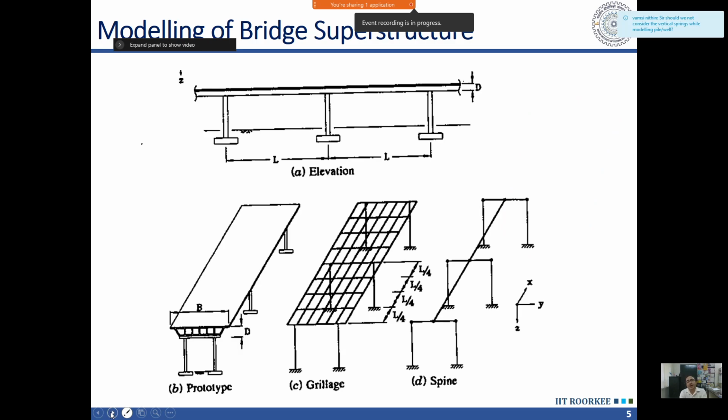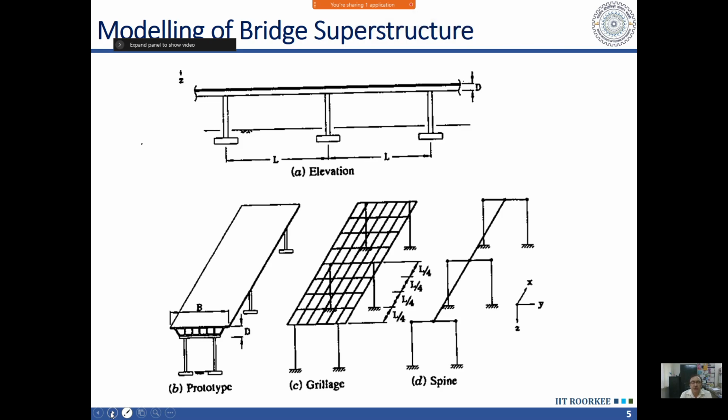Then how to model the superstructure? That was regarding the substructure. In some cases we have to model the superstructure as well. In which cases? When our bridge is continuous, then we need to model the superstructure, because the superstructure distributes the force between different piers. Or if our bridge is of irregular shape, then also we should model the superstructure along with the piers.